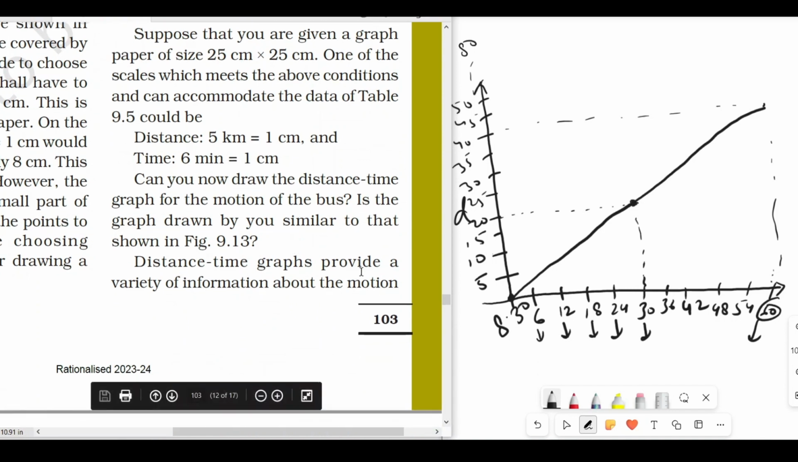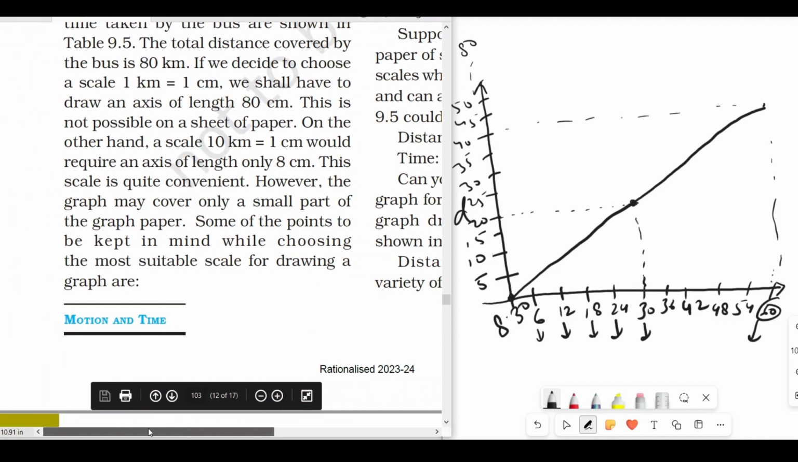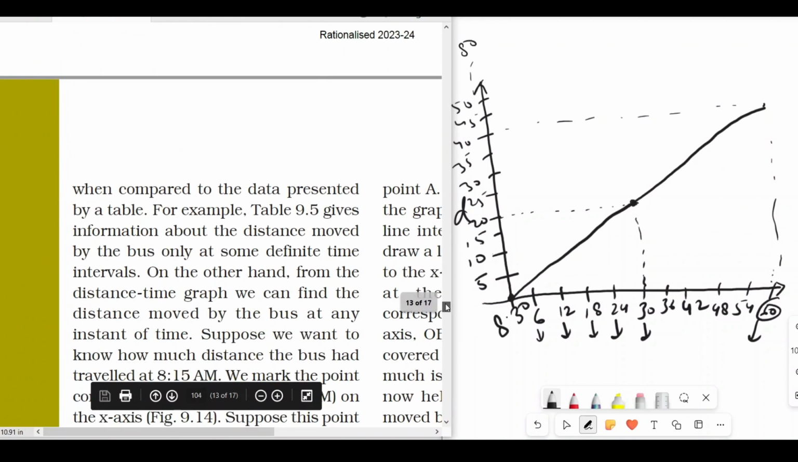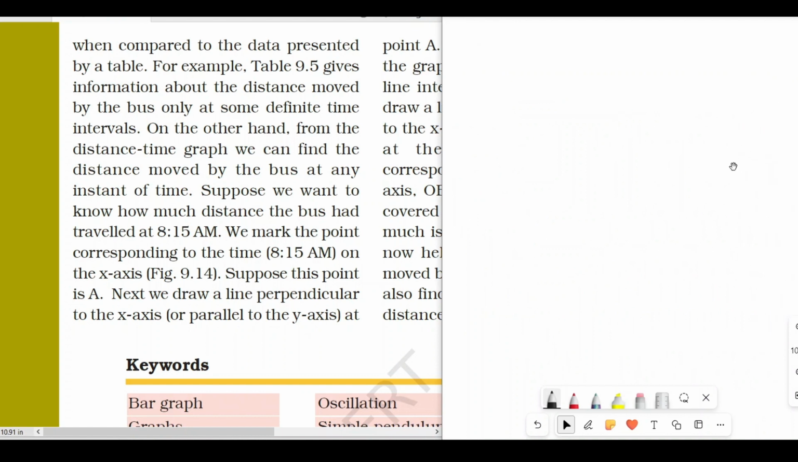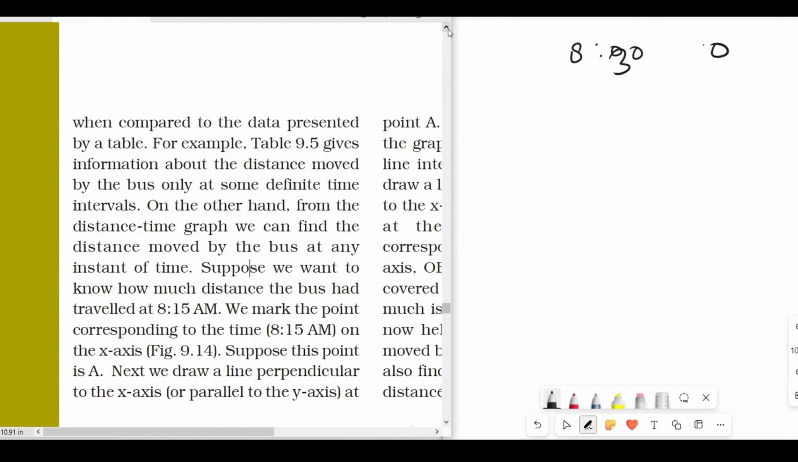The distance time graphs provide a variety of information about the motion. They provide a variety of information about how the motion is happening, when compared to the data presented by the table. In a table you are given some values, like at 8 o'clock or 8:30 it was at 0 kilometers. I think at 8:30 the value was 0 kilometers.